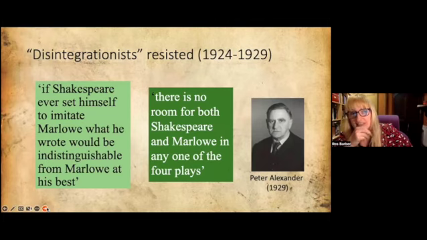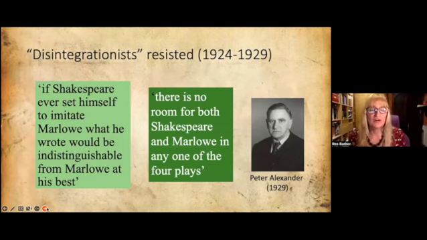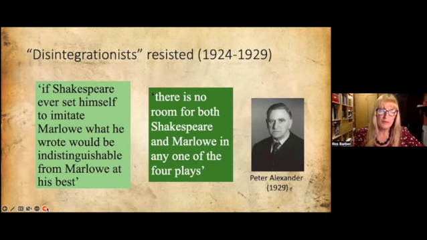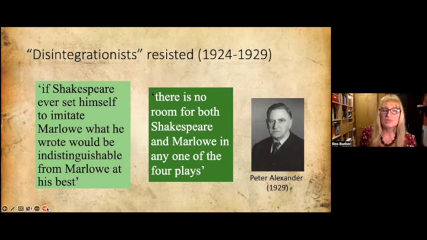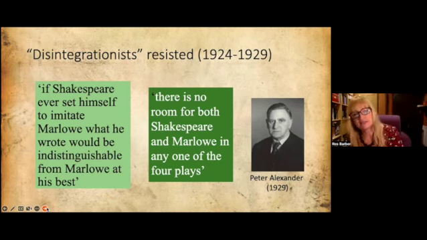However, disintegrationists, such as the traditional scholars I mentioned previously, like Fleay and Swinburne, etc., were strongly resisted. There was a big pushback in the mid to late 1920s, led by E.K. Chambers, really, and Peter Alexander. Peter Alexander said if Shakespeare ever set himself to imitate Marlowe, what he wrote would be indistinguishable from Marlowe at his best. Therefore, you can't tell them apart. He says there is no room for both Shakespeare and Marlowe in any one of the 4 plays, and the 4 plays in question are the Henry VI plays plus Richard III, the first tetralogy.